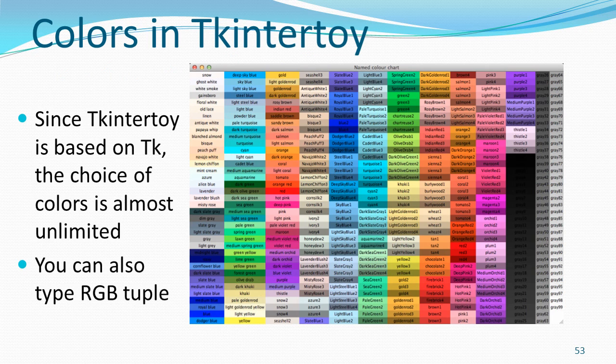Now, the colors in tkinter are based on the Tk library, and as you can see, the number of colors is almost mind-boggling. About any color you can think of is going to be listed in this chart. You can also type in what's called the RGB tuple, which stands for red, green, blue. So it turns out there's about 16 million possible choices. So your application should be able to come up with any color that you desire.